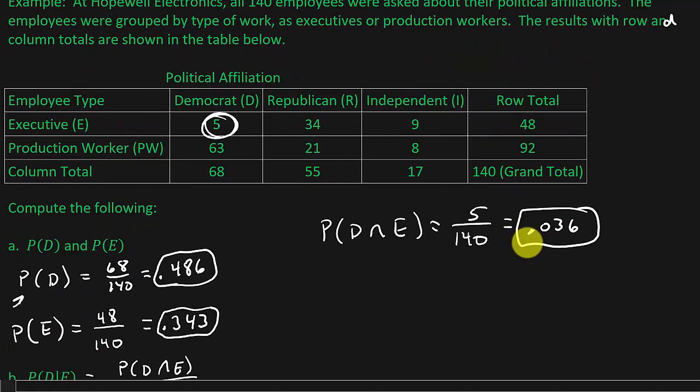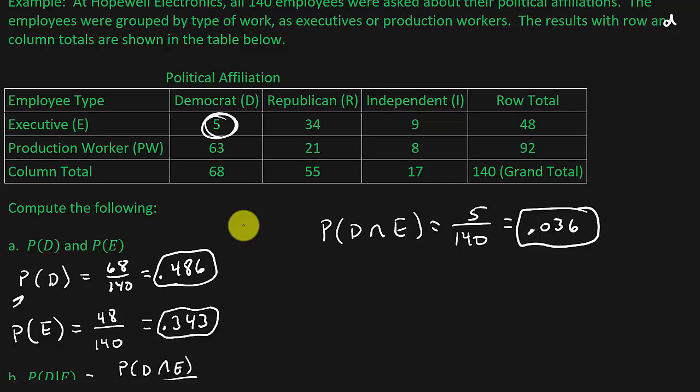You can come up here and ask all kinds of questions. You can change the D and the E to the P, W, and I, and it all works the same. What's the probability of production worker? What's the probability that they're independent? It's all done the same. That's how you find the probability if you're given a table.